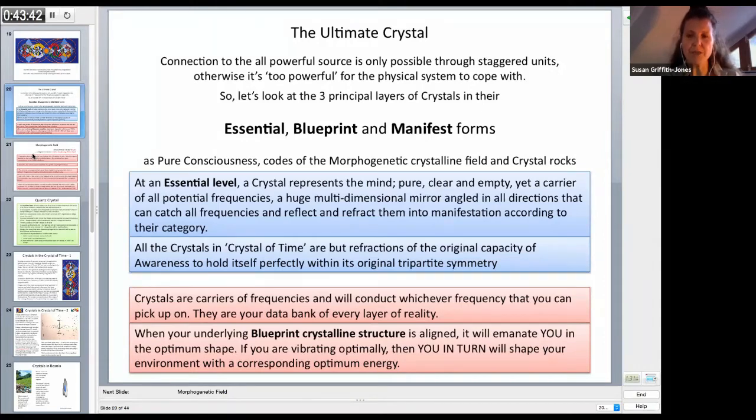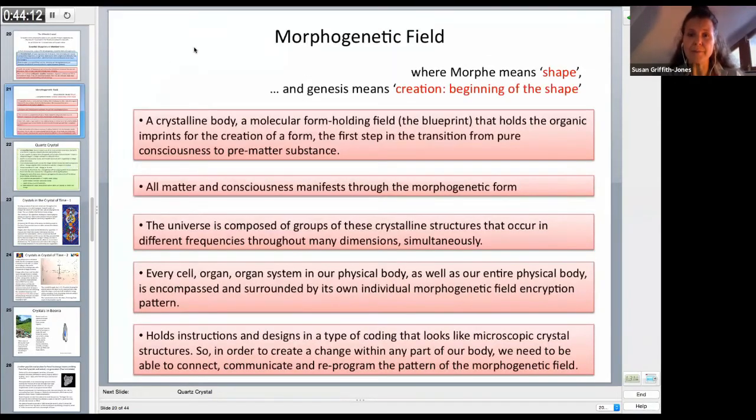coming into manifestation. So crystals are carriers of frequencies and will conduct whichever frequency that you can pick up on. They are your data bank of every layer of reality. When your underlying blueprint crystalline structure is aligned, it will emanate you in the optimum shape. If you are vibrating optimally, then you in turn will shape your environment with a corresponding optimum energy. I mean, that is kind of plain common sense, really.